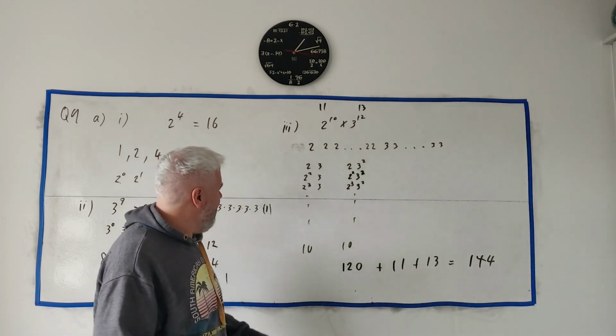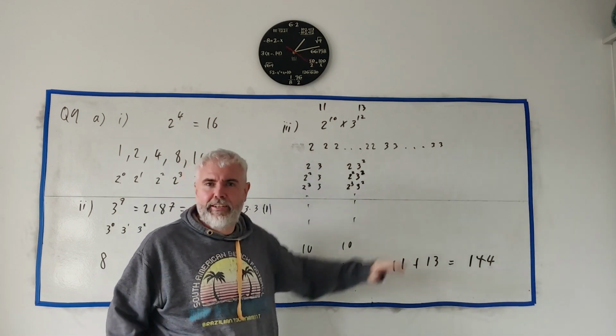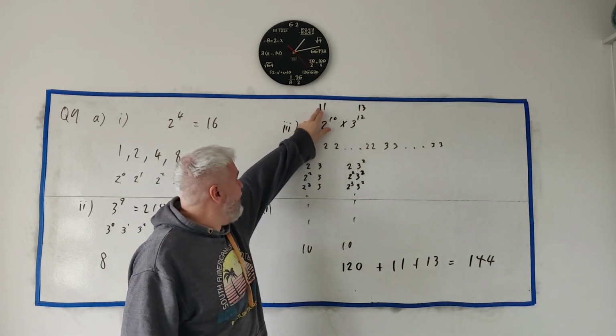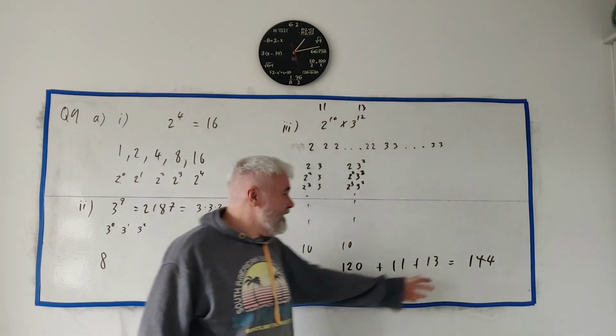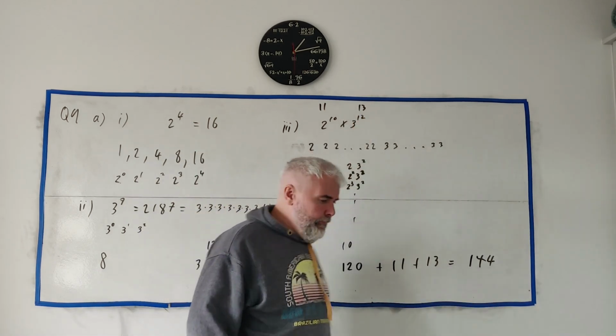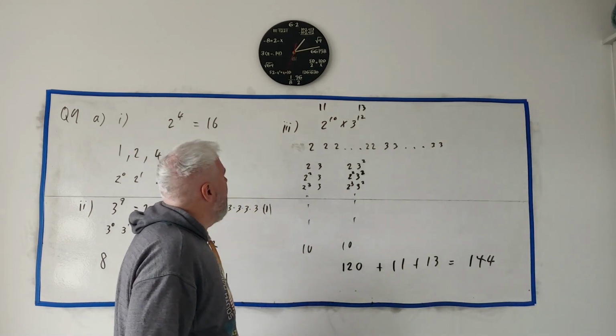What have I done wrong there? Hopefully I've shown all 120 of these are factors. They're this big mess here. All 11 of these are factors. All 13 of these are factors. But we have to take one away from this number. And pause it, think about why that is, where does it come from.